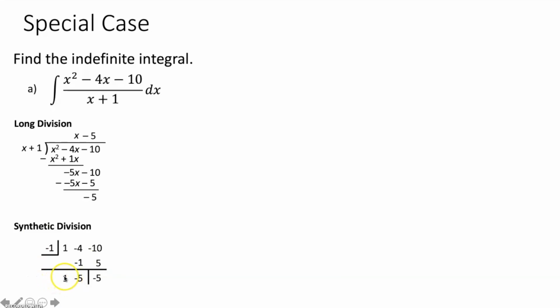Well, you're going to start with 1 degree less than what your dividend was. So your degree in your dividend was 2. Therefore, you're going to start with x to the first. So it's going to be 1x to the first minus 5. And then your remainder is negative 5. So it's going to be minus 5 over your divisor, which is x plus 1. So either way, you end up getting this as your quotient.